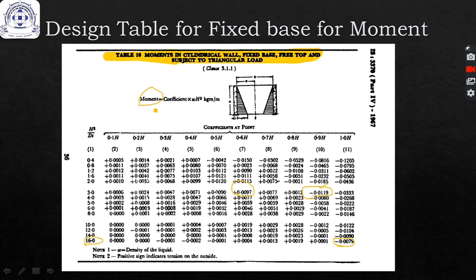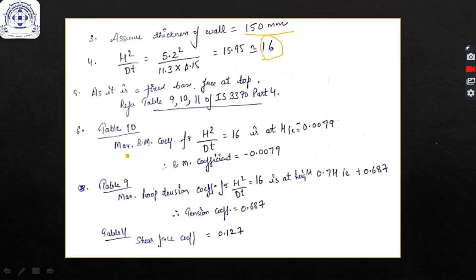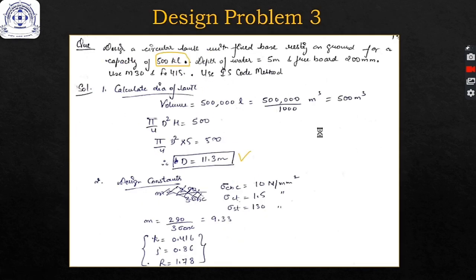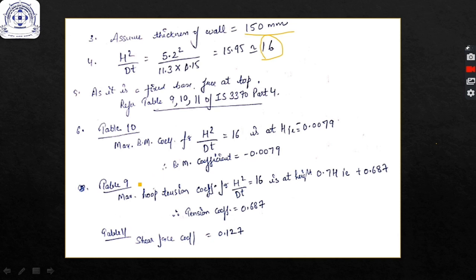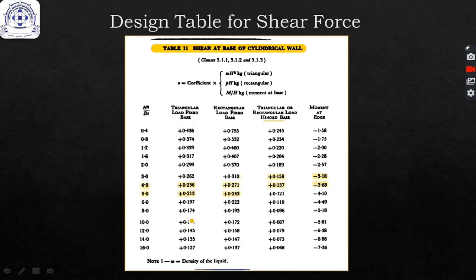So we multiply these coefficients with gamma h cube and gamma h into d by 2. From table number 10, the maximum bending moment coefficient for h square by dt equal to 16 was 0.0079. Let us look again. I'm just checking. Yes, 0.0079, which was at height capital H. So height capital H means just at the base. And from table number 9, the maximum hoop tension coefficient was 0.687, and from table number 11 the shear force coefficient for 16 and triangular load with fixed base is 0.127.